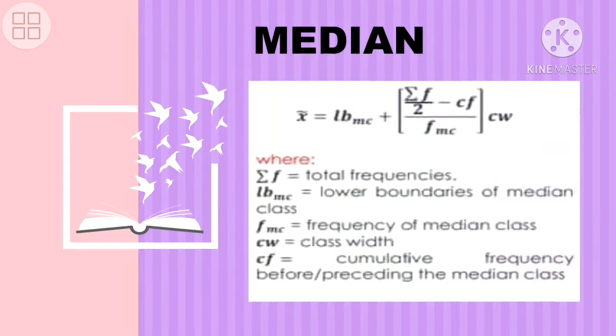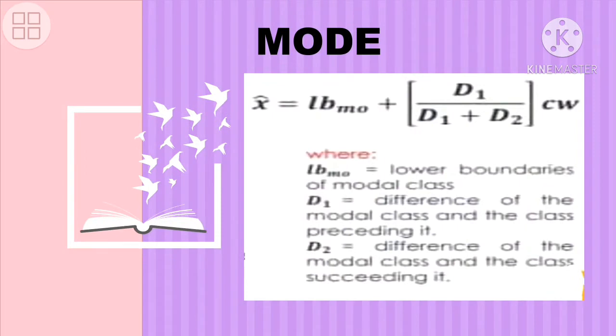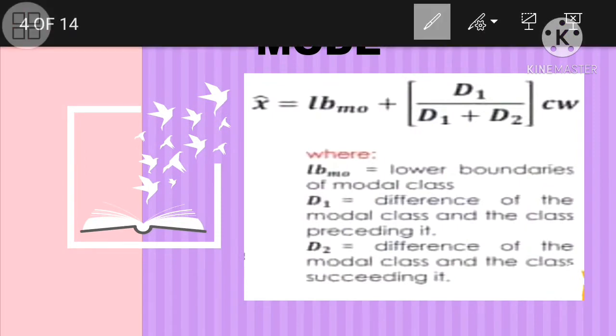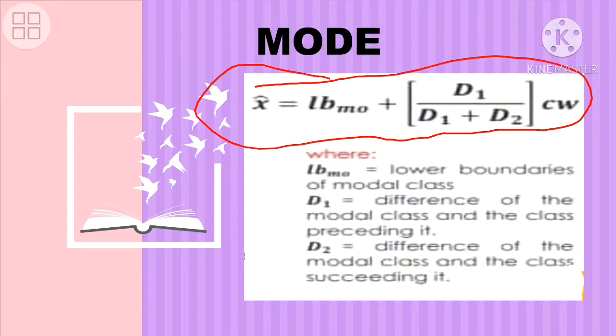Lastly is the mode. This is the formula for the mode, where LB sub MO is the lower boundary of the modal class, D sub 1 is the difference of the modal class and the class preceding it, D sub 2 is the difference of the modal class and the class succeeding it.